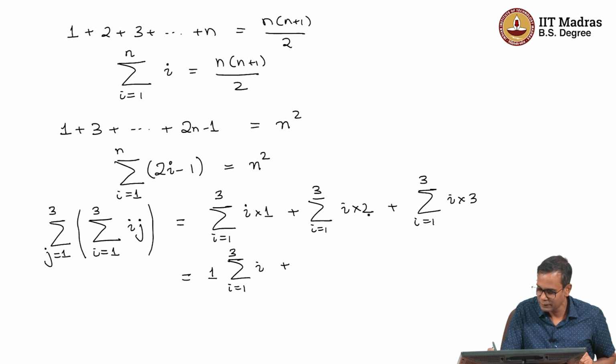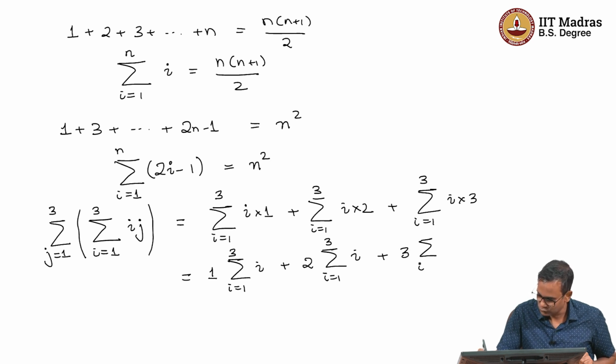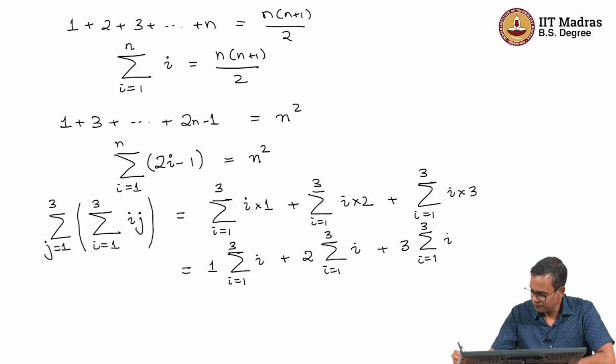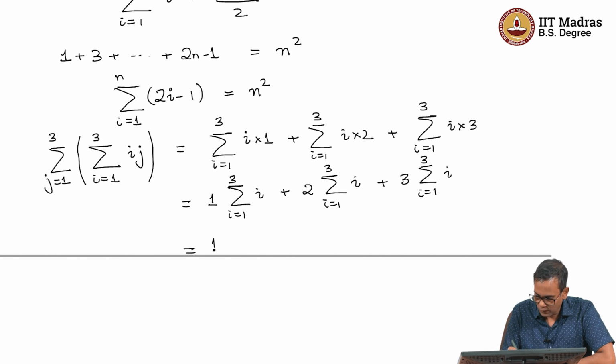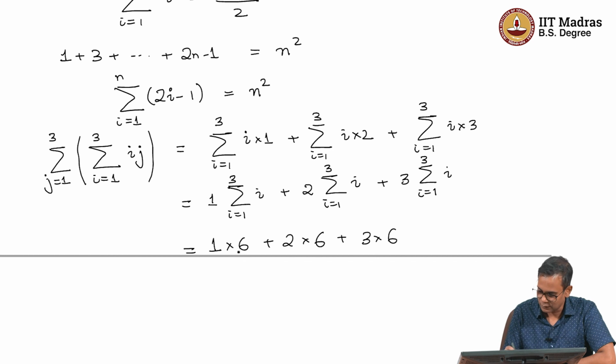So, this 2 I can pull out as a common factor, I can bring it up front. 2 into i goes from 1 to 3 of i, plus 3 into i goes from 1 to 3 of i. So, that is 1 into 6 plus 2 into 6 plus 3 into 6, which is again taking the factor 6 out common, that is 1 plus 2 plus 3 into 6, which is 36.